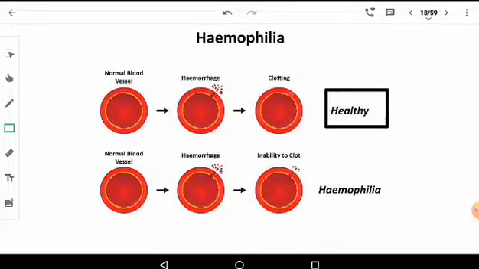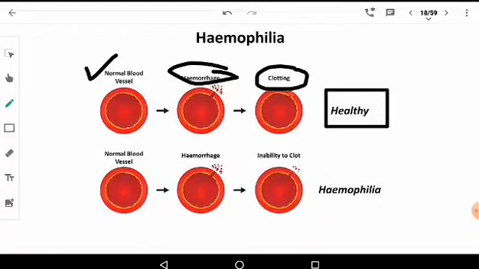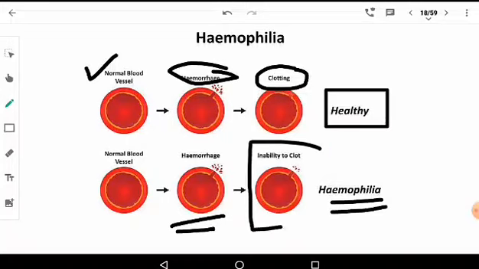As you can see over here, this is a healthy individual. In a healthy individual, there is a normal blood vessel, and if a small hemorrhage happens, that is a simple cut, it can result in clotting after some time. But in the case of hemophilic patients, the clotting factors are absent. So if a hemorrhage happens, the blood is unable to clot. As a result, there will be extensive bleeding, and that can lead to death of the patient.